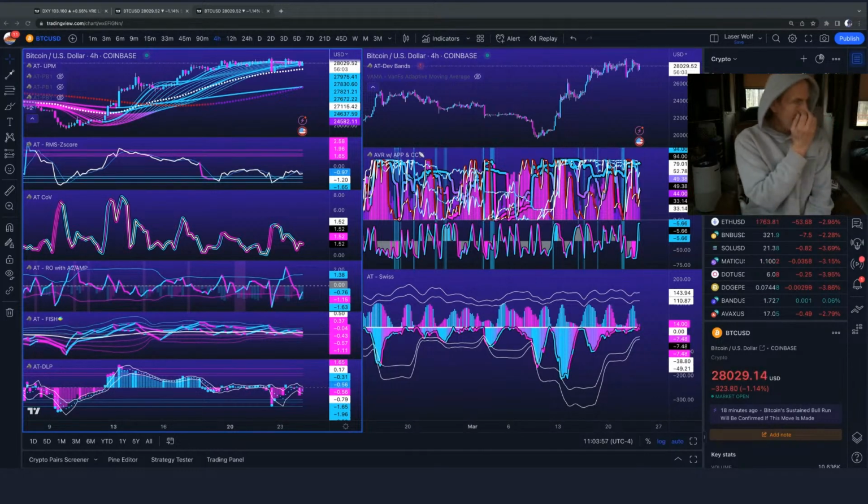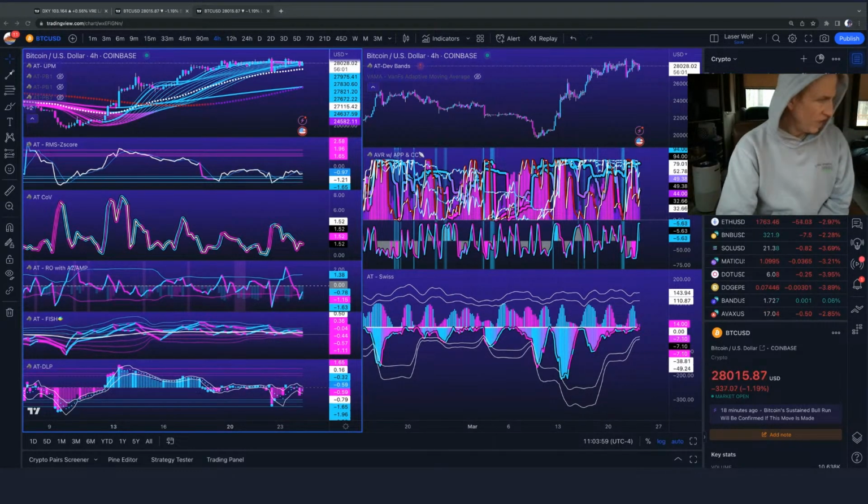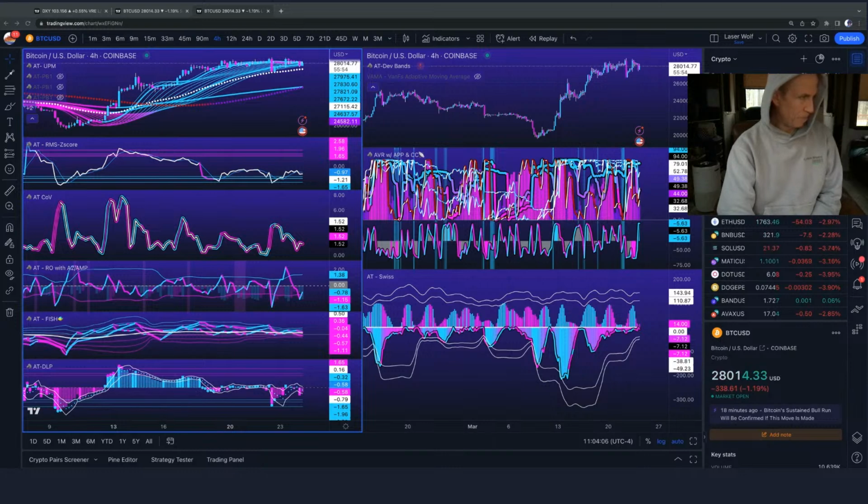Definitely, what you need to do is screenshot your chart, what you're looking at, throw it in the Discord, and then put in there what you're looking for, what you want to do, and how you want to set it up.